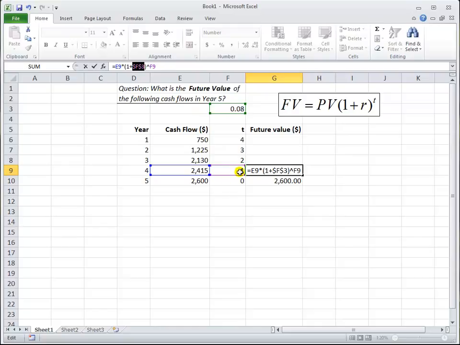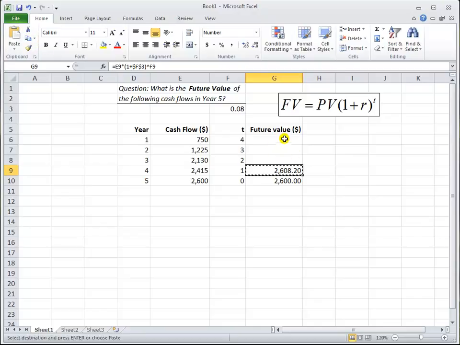Cell reference F9 is the number of time periods. This does need to keep changing, so I don't fix this. Hit enter, and now we can copy and paste this to the rest of our cells. So copy, and I highlight the 3 cells into which I want this pasted, and I say paste.